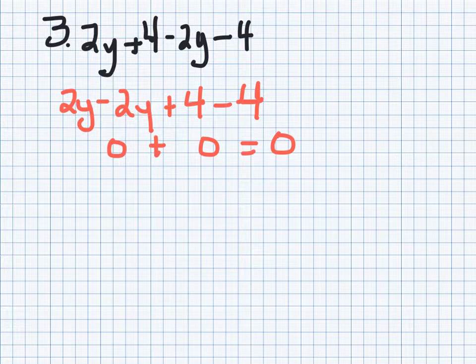Another example, we have 2y plus 4 minus 2y minus 4. And we rearrange to get our like terms together. We have 2y minus 2y plus 4 minus 4. And 2y minus 2y is 0, plus 4 minus 4 is 0, which equals 0.